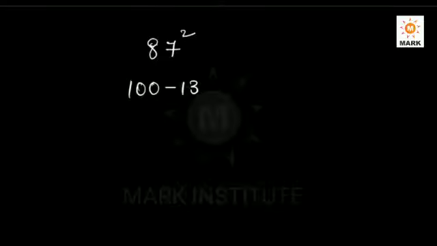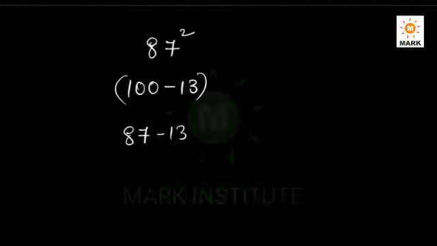Suppose I am going for another example. You need to find the whole square of 87. In the previous two cases there were no carry forwards, but here we will be getting some carry forwards. 87 is 100 minus 13. That means it is 13 less than 100. So now, since I am calculating 87 square, I am subtracting 87 minus 13. What is 87 minus 13? That will give you 74.